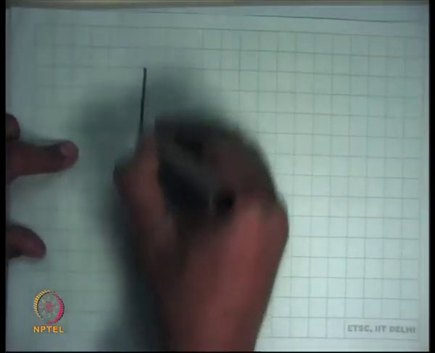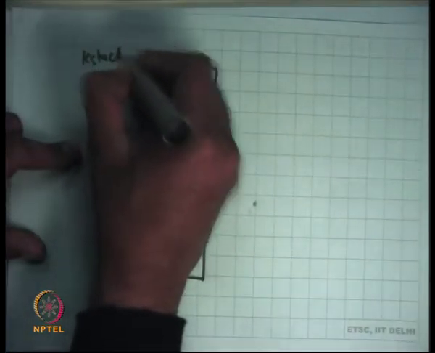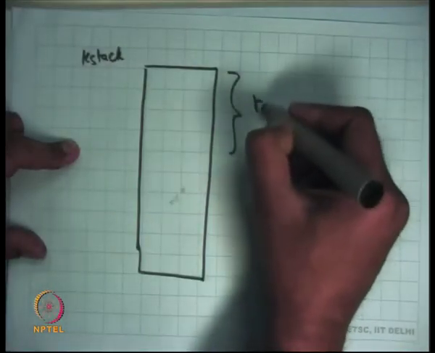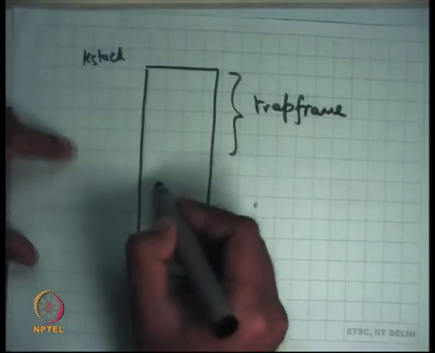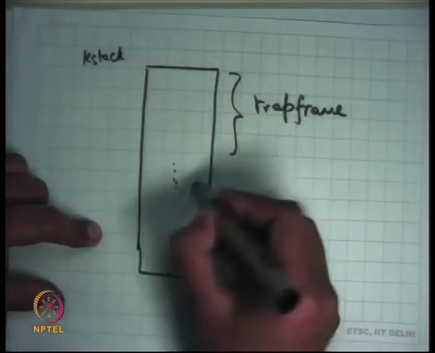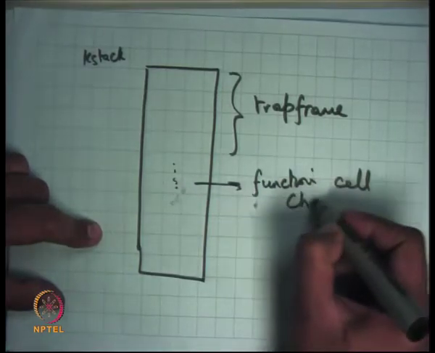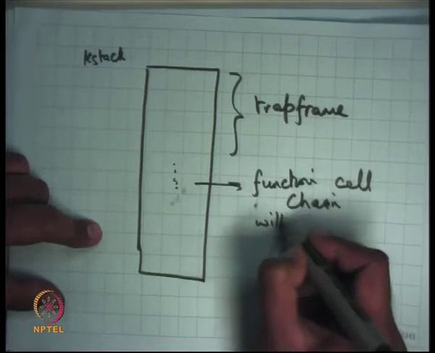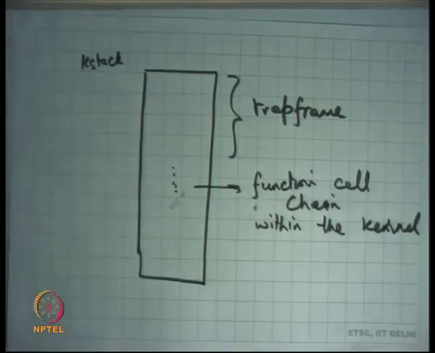So basically, if I were to draw the K stack at any point, it will initially have the trap frame. Then it will have whatever function call chain there is within the kernel. The handler will push all these registers, and then it will maybe call some function, depending on what vector it was. For example, it will call the syscall function.